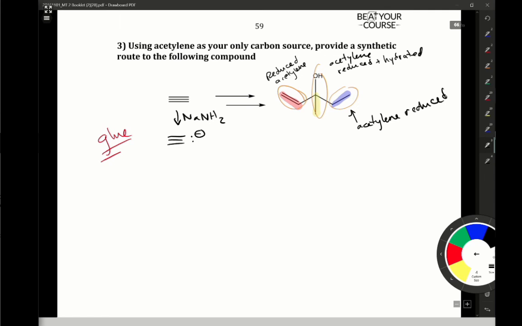Okay? So let's start by forming the thing in the center. How are we going to go about that? Well, we don't need any glue yet. We're not going to be gluing any carbons together. So how about we just start off by, I don't know, reducing this and then adding an alcohol.